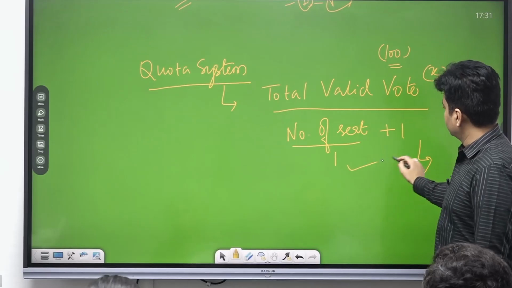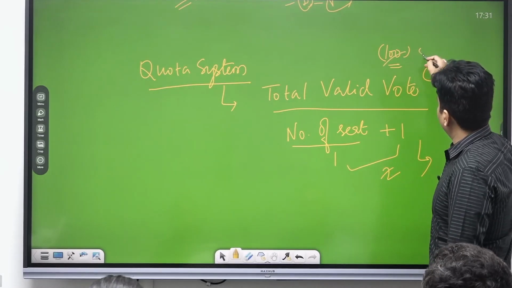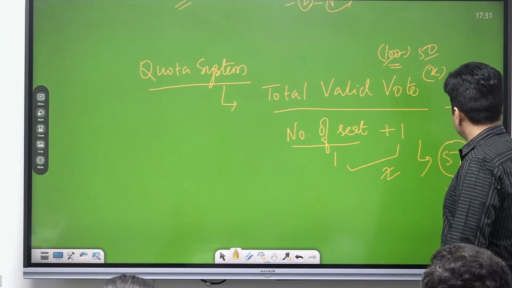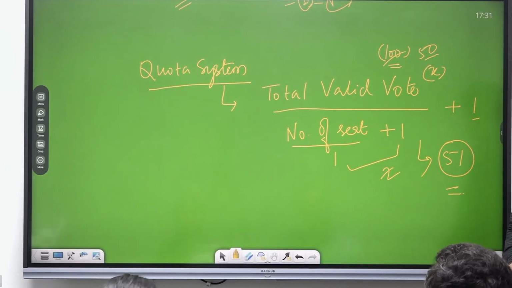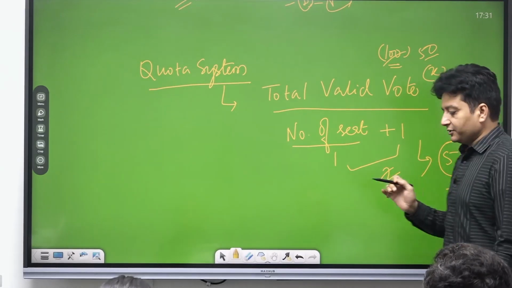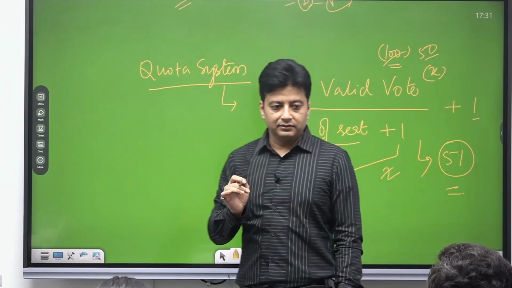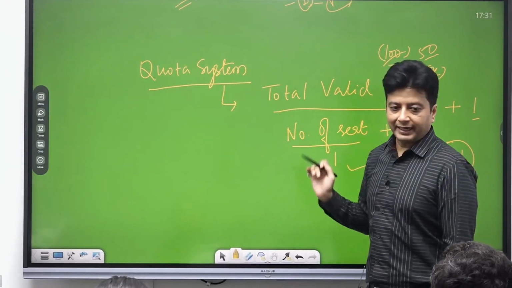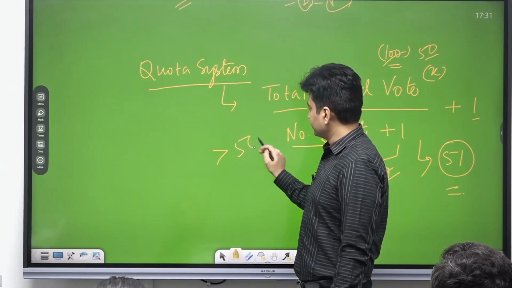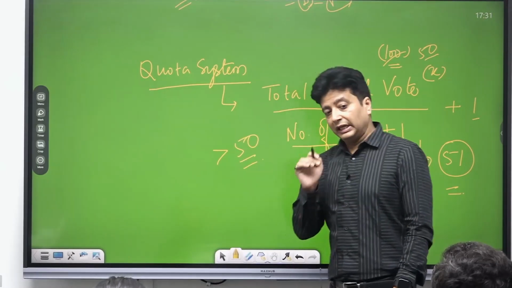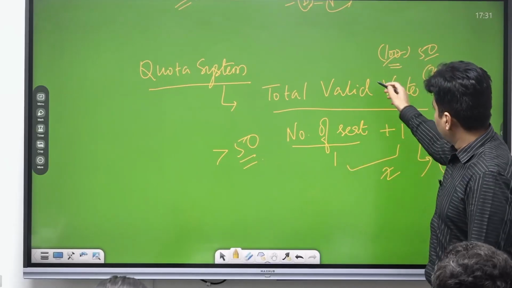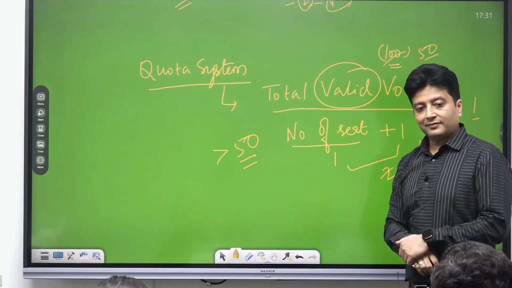100 divided by 2, 50. 50 plus 1, 51. Very hard math. है ना? 50 plus 1, 51. So at least 51 vote value is to be achieved by one candidate. So we can say more than 50 in any sense. Maybe some decimal thing working, or this is also working.